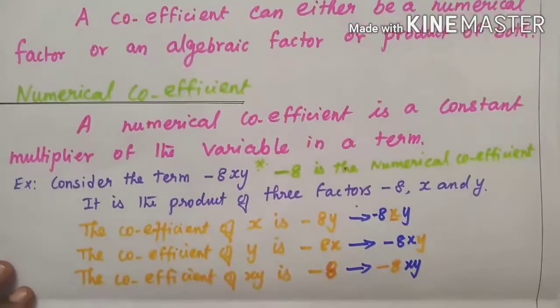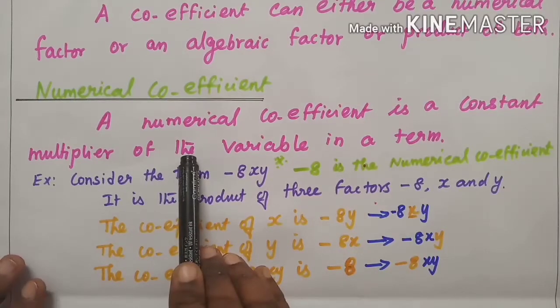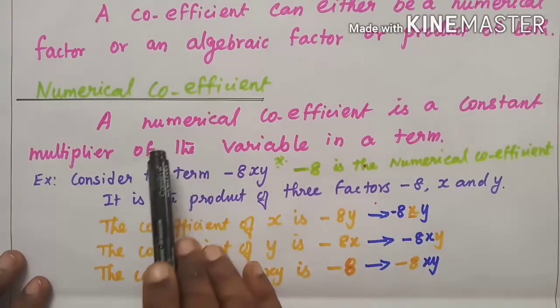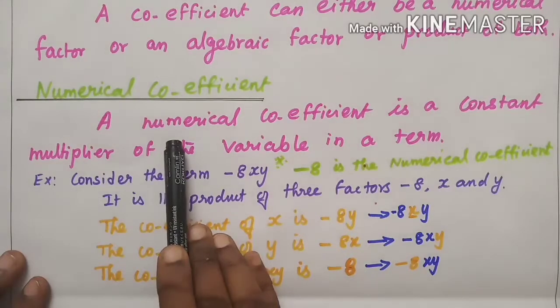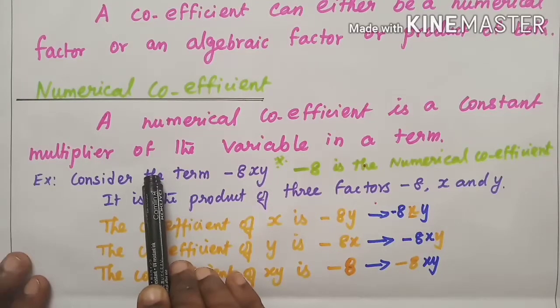Next, what is meant by a numerical coefficient? A numerical coefficient is a constant. A numerical coefficient is a number alone, and it should be the multiplier of the variable in a term. The multiplier of the variable in a term.